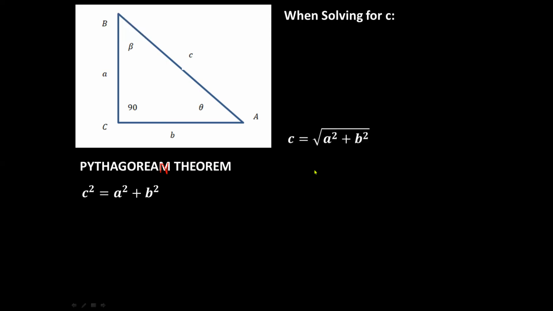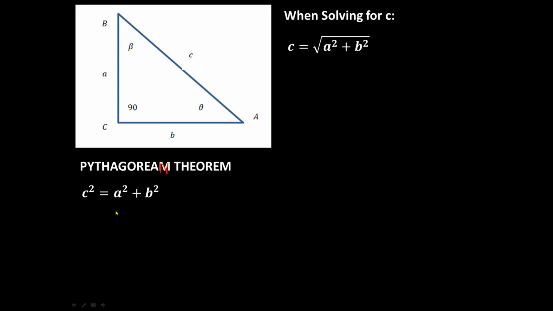Ito ang formula ng ating Pythagorean theorem. C square is equal to A square plus B square. Ang ibig sabihin, ang square ng hypotenuse ay equal lamang sa sum ng mga square ng legs ng ating right triangle. Kaya ang formula natin is C square is equal to A square plus B square. Kapag ang inaalam natin ay ang value ng hypotenuse C, definitely ito ang ating formula.